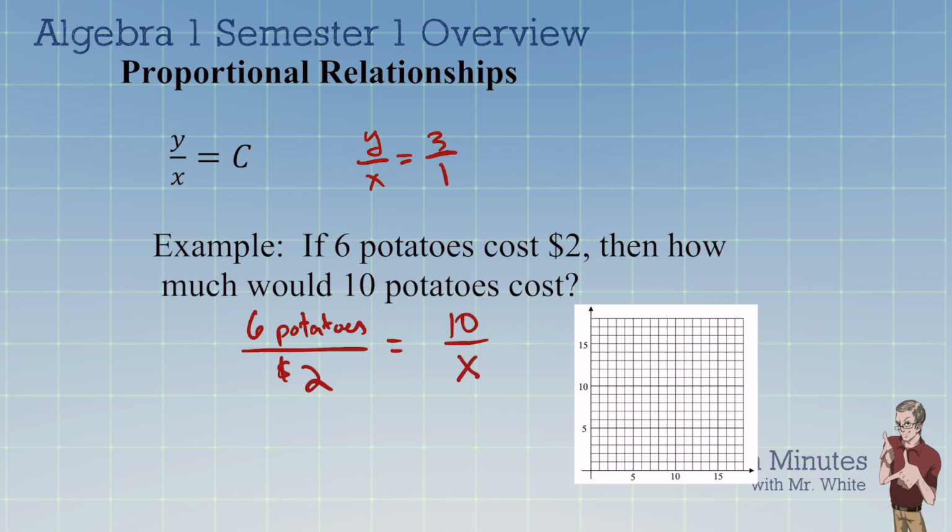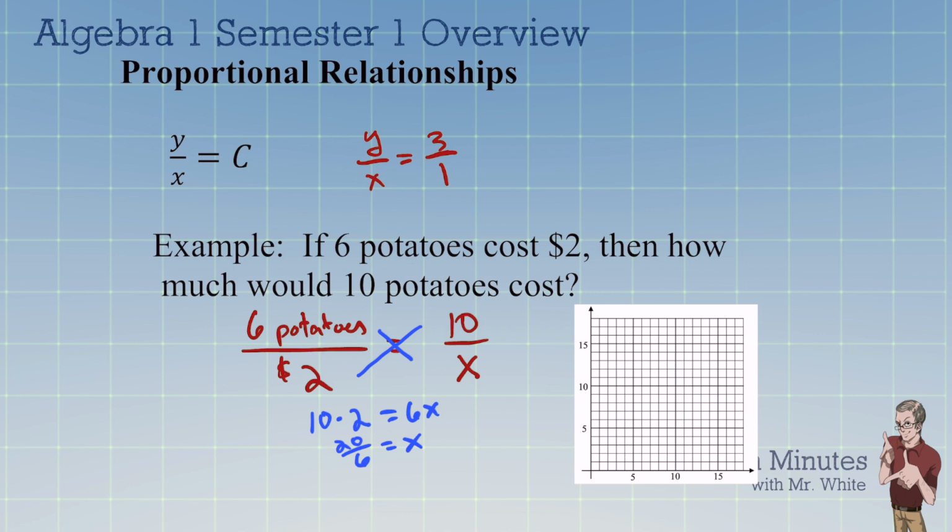Now this is called a proportion, and do you remember how to solve proportions? You cross multiply. So remember how we did that earlier when we were solving equations. So 10 times 2 is going to equal 6 times x. So this would be 20 divided by 6 is the cost of that. All right, so that would be $3.33. $3.33 is how much 10 potatoes would cost.